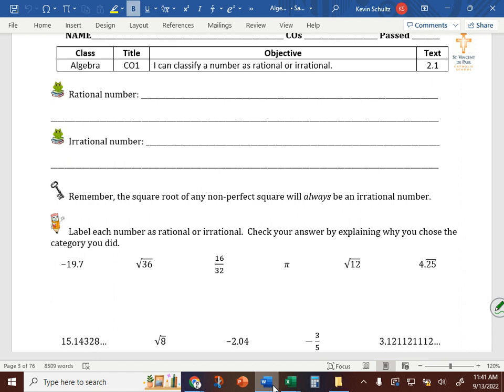Starting with CO1, really kind of a review of CO1 from pre-algebra, where we talked about whole numbers, integers, rationals, and irrationals. To start, we're just going to focus on what makes a number rational versus what makes a number irrational. So, memory time. What is a rational number?